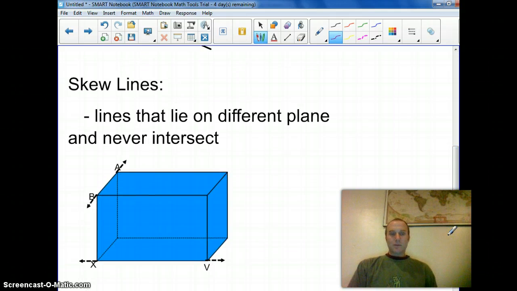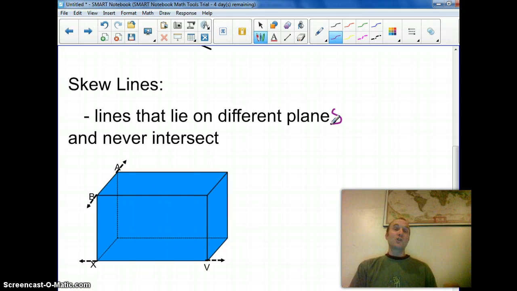Next is skew lines. Skew lines are lines that lie on different planes and never intersect. The picture that I've got there is a picture of a prism. The two lines that I have drawn, line AB, which would be a segment in the prism, and line XY, also a segment, but as you see I have extended them, because lines, segments, and rays can always be interchangeable. Those are on different planes and those would never intersect.